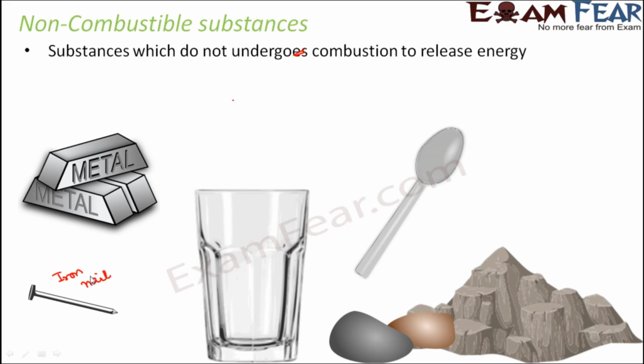Similarly, take the example of glass. Glass also does not burn. Take the example of steel. Steel also contains a metal, so steel also doesn't burn. Take examples of stones and rocks. They are all examples of non-combustible substances. Think of any of these substances and you will find that they do not burn easily to release heat. That is why they are categorized as non-combustible substances.